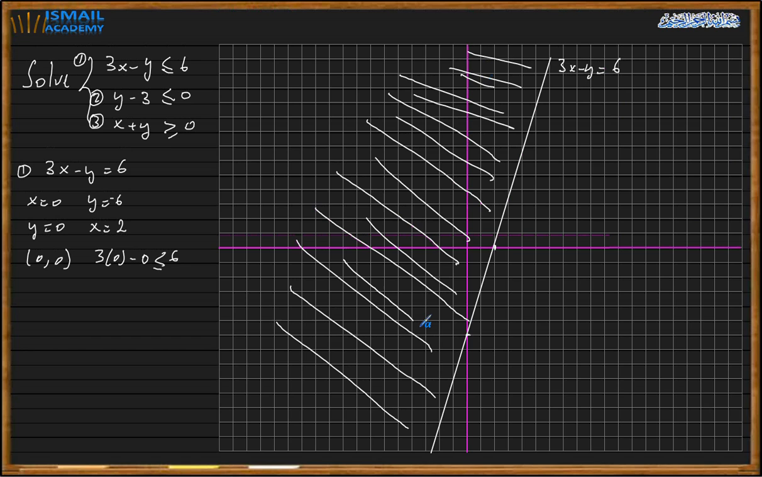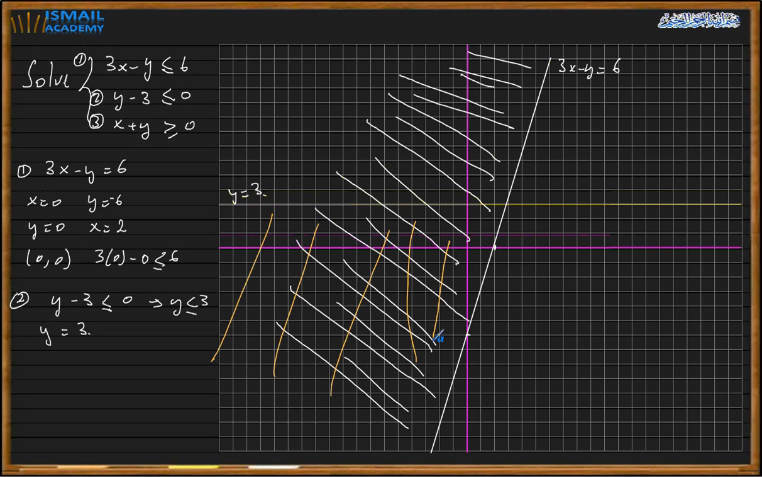So I'm just drawing the line 3. Y is less than 3. That means I will shade, I will have it, which is true. So I will shade the line, as on the line.